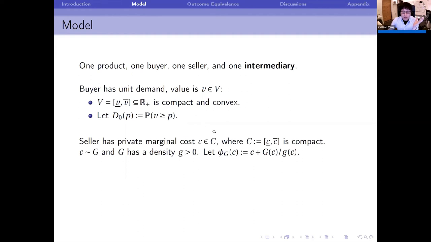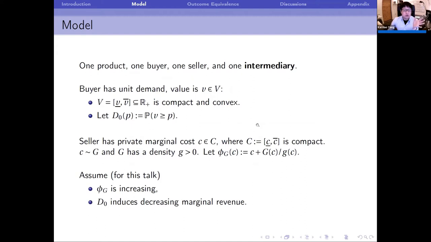On the other hand, the seller has marginal cost, C, that belongs to another compact interval. It follows the common prior G, where G has a density, little g, that's everywhere positive. Now let me let C_G denote the usual virtual cost function, a cost plus an information rent. Okay. And let me assume, for this talk only, just for simplicity, that C_G is increasing so that G is regular. And D₀ induces a decreasing marginal revenue curve. In other words, D₀ is regular in the Myersonian sense as well. Okay, so that's the primitive of the model.